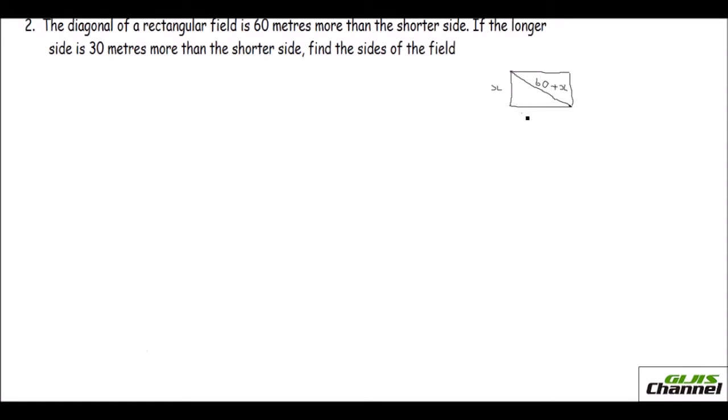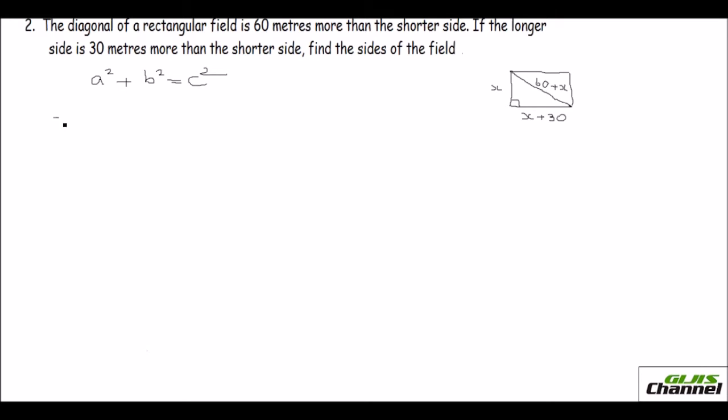So if this is your longer side, it is 30 meters more than your shorter side. Did you get the picture? Find the sides of the field. Since it is a rectangular field, you can use the Pythagorean formula here. a square plus b square equals c square, right?